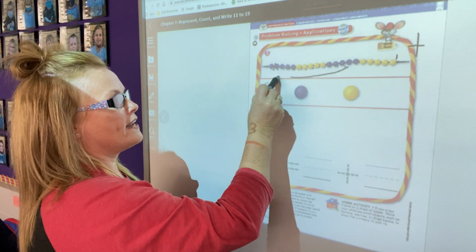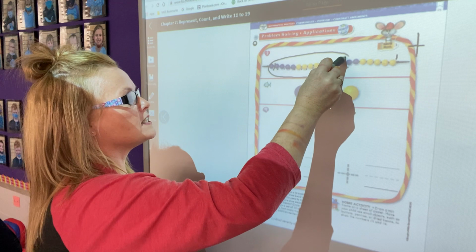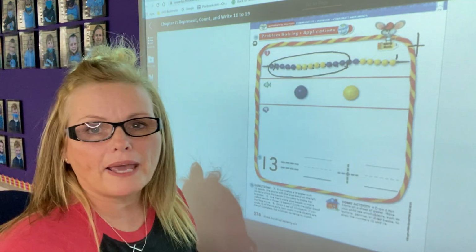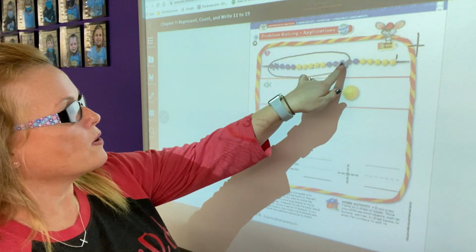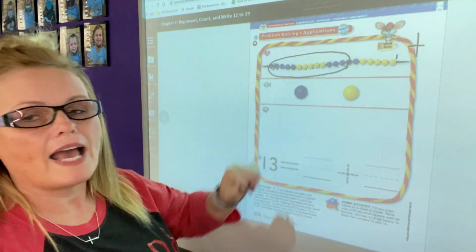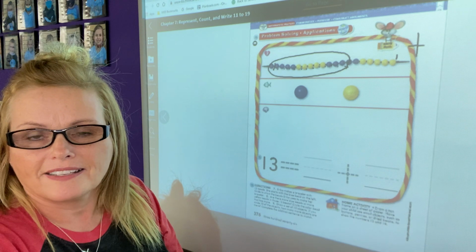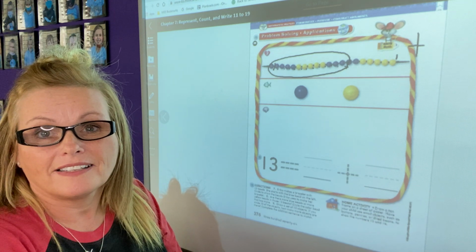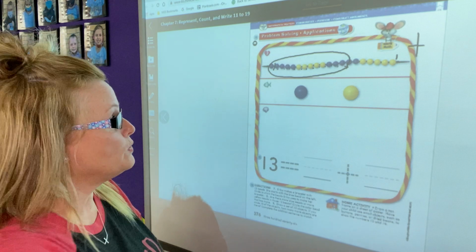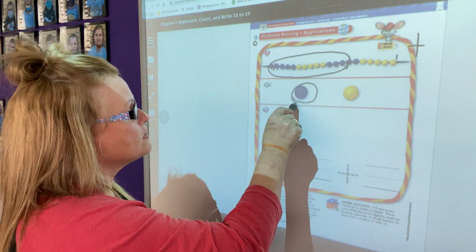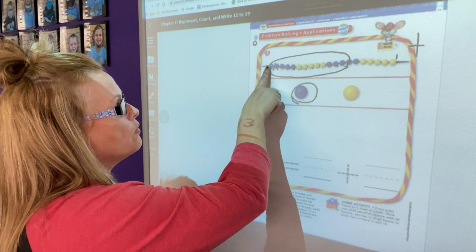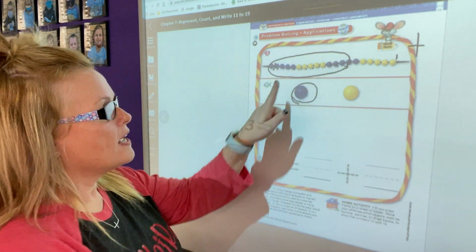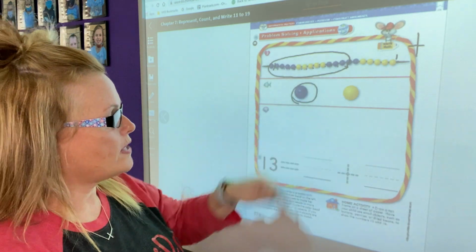I want you to go ahead and circle those 13 beads. And now we're going to compare. Are there more blue beads or more yellow beads in our bracelet? Which one has more? There are more blues than there are yellows, so we're going to circle the blue. There are 1, 2, 3, 4, 5, 6, 7, 8 blues and only 5 yellows, so that would be more.